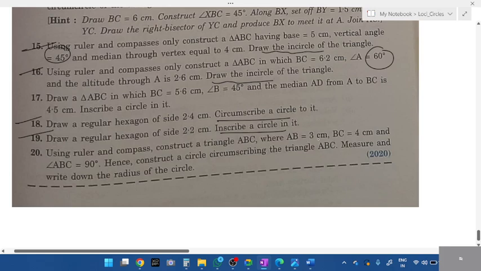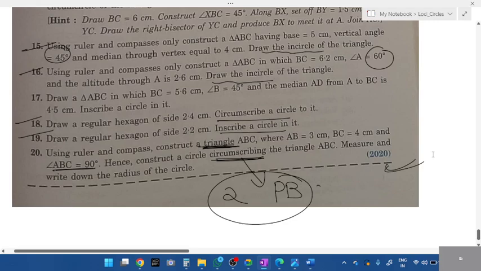AB is 3 centimeter. It's a triangle question. Look, I'm highlighting all the keywords. Triangle, 90 degree. We need a triangle of 90 degree, a right angle triangle. Circumscribing. If it is circumscribing, measure and write down the radius of the circle. Draw a right angle if it is circumscribing. The meaning of circumscribing is circumcircle. The circumcircle should be outside. For this it is perpendicular bisectors, and we need two perpendicular bisectors.